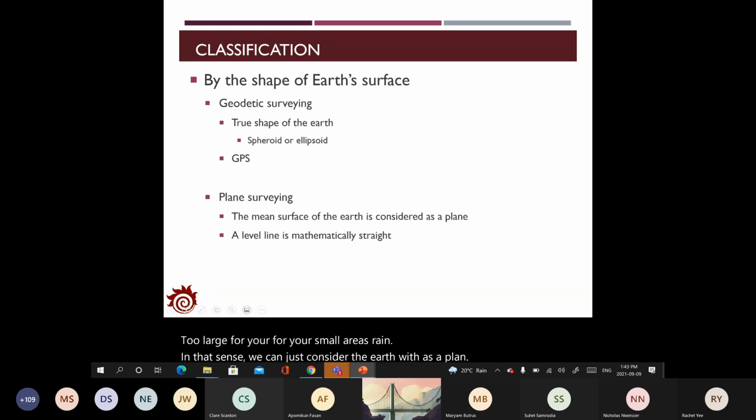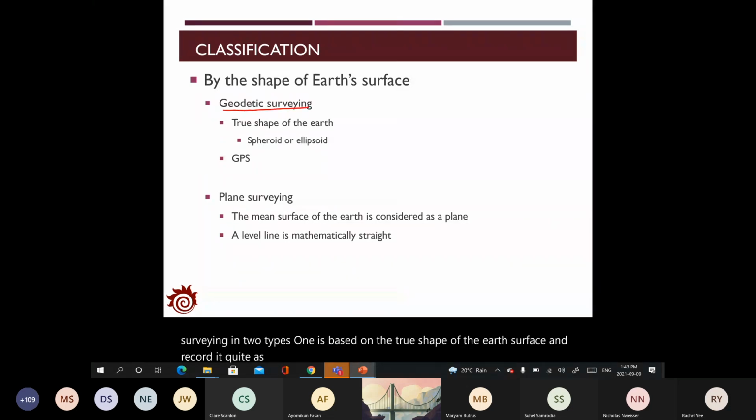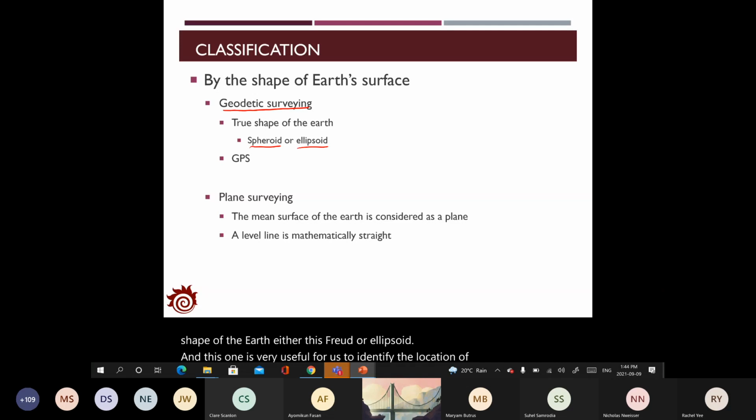So with this kind of definition, when we consider the shape, we can classify the surveying into two types. One is based on the true shape of the Earth's surface, and we call it geodetic surveying. You can use the actual shape of the Earth, either the spheroid or ellipsoid. This one is very useful for us to identify the location of any point on the Earth, which will be the GPS information.